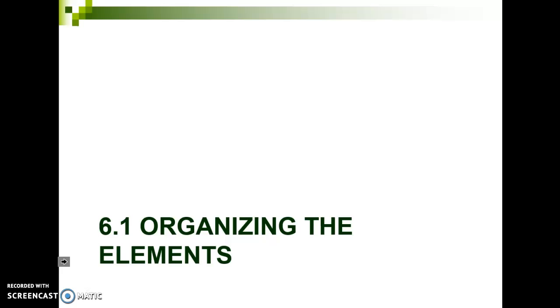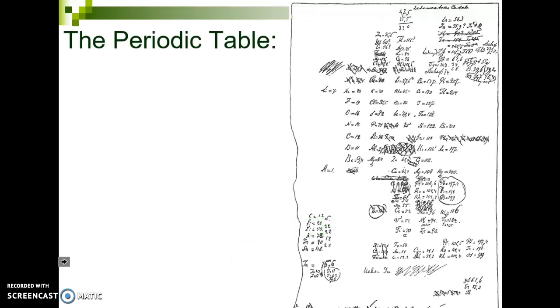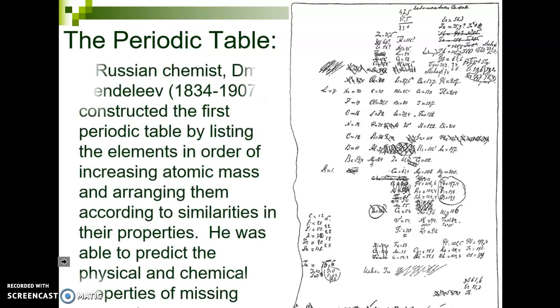The first thing that we needed to do was find some way to organize the periodic table. So there's a man in the 1870s who devised a way of organizing the elements that they knew about into rows, groups, categories. The man's name was Dmitri Mendeleev. He constructed the first table by listing the elements in order of increasing, and I'd like you to box this in, increasing atomic mass. And then he arranged them according to similarities in their properties.